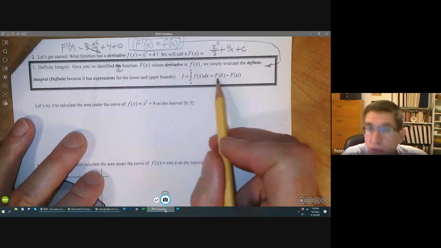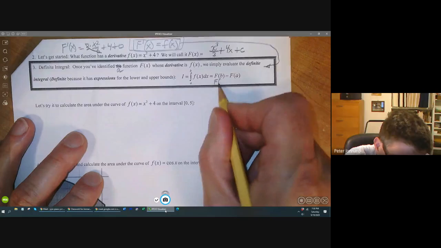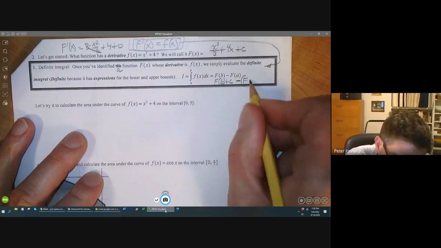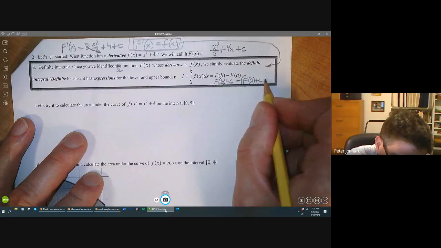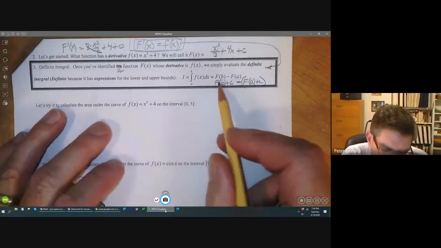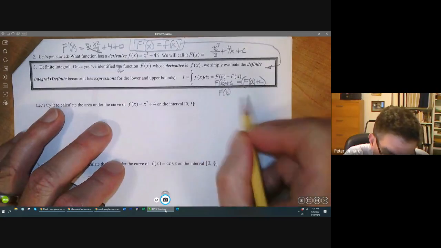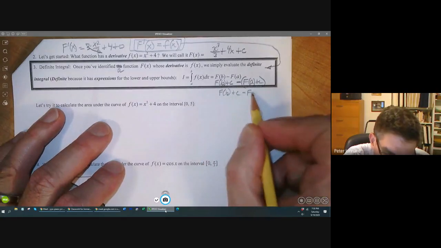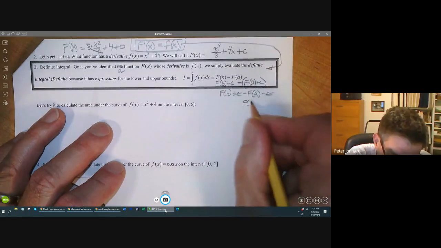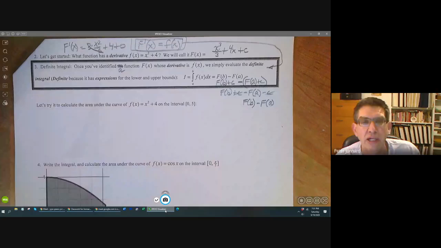And basically it equals this. To be more precise, it technically would be capital F of b plus a constant minus capital F of a plus a constant. But it is fine to say this, because if you expand this out, you end up with capital F of b plus c minus capital F of a minus c, and those c's cancel. So you end up with capital F of b minus capital F of a. That's where that comes from.